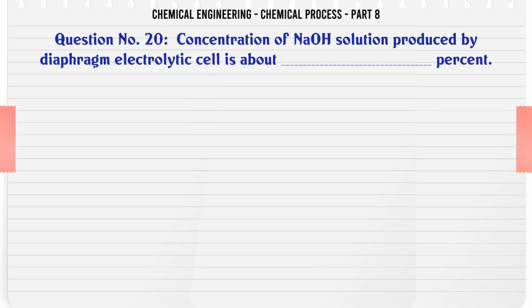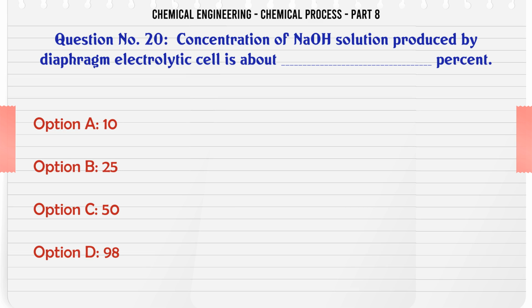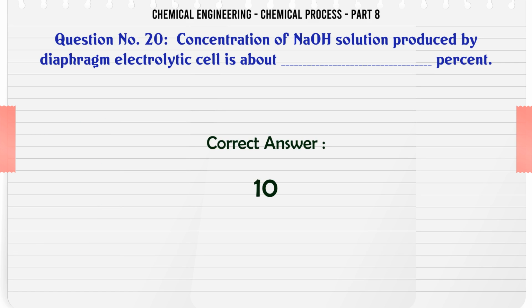Concentration of NaOH solution produced by diaphragm electrolytic cell is about % A. 10. B. 25. C. 50. D. 98. The correct answer is 10.